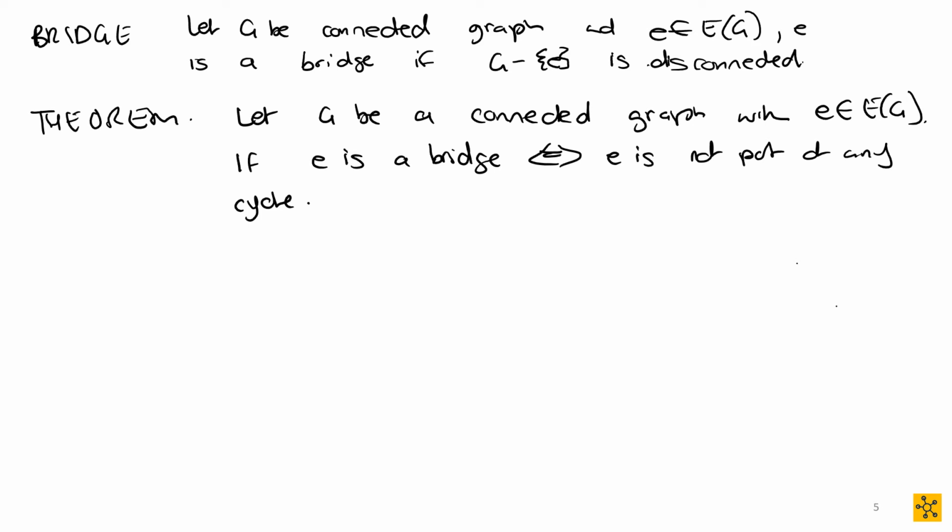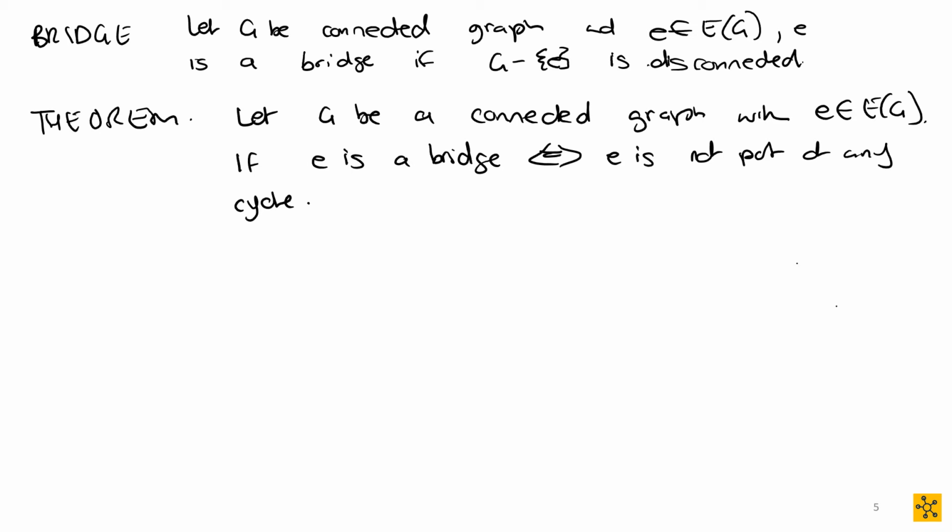Now, I realize that coming from the definition of a bridge, if it's connected and you remove that edge, the graph becomes disconnected, you know it's not part of any cycle, and you're like, well, this seems really, really obvious. But we still have to prove it. What we're going to do here is prove a direct and an indirect version, because obviously you have to prove both ways. You have to prove if E is a bridge, then E is not part of any cycle. And then you have to prove if E is not part of any cycle, then E is a bridge. So you have to prove it twice.